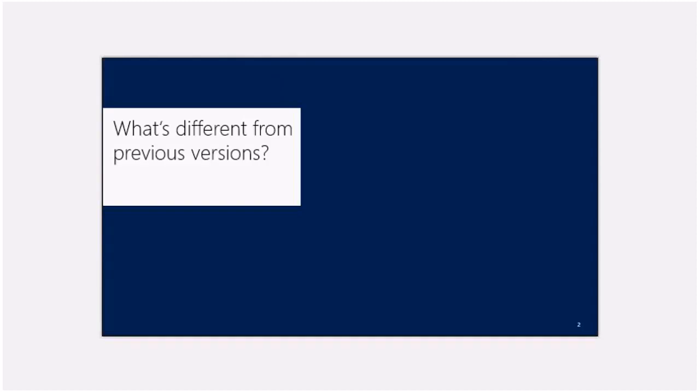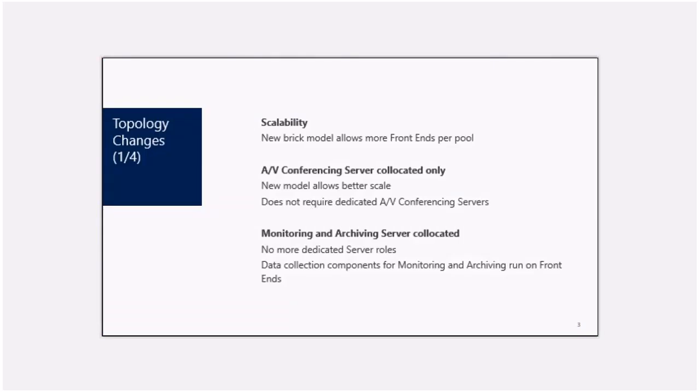So, first thing we're going to touch on today is some of what's different in Lync 2013 from the previous versions of Lync and Microsoft OCS. One of the first big changes is the topology and the scalability that allows for more front ends per pool. Previously you could have up to 8 front ends per pool, and now you can have 12 or more. What this scalability allows is better conferencing with the AV conferencing server.